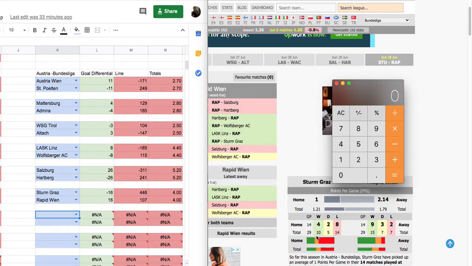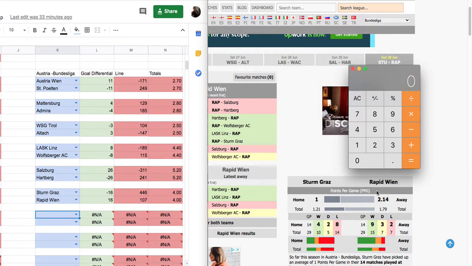So when you look at Sturm, they won 4 out of 14. So you just go up here, 4 divided by 14. So they're only winning at home 29% of the time. Not good. Where if you look at Rapid, 9 out of 14, 9 divided by 14. Actually, I probably computed that wrong. Hang on a second. 64% of the time. That's really good, 64% of the time.